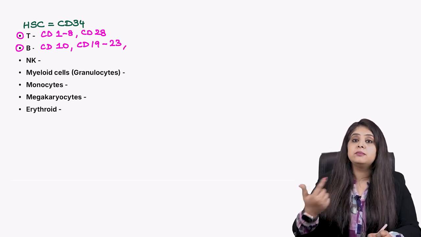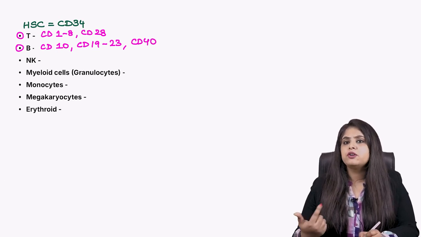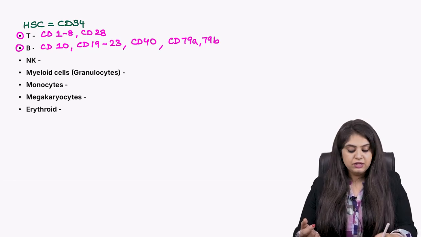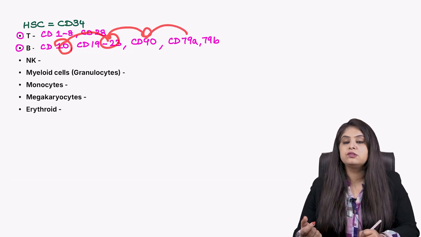Okay, after 20, the double of that is 40. So in the series of 40, it is CD40 positive, and double of 40 is 80. So not exactly 80, but two things below 80, that is 79A and 79B. So I think that's the best way of learning it. 10, double 20, double 40 and very close to 80.